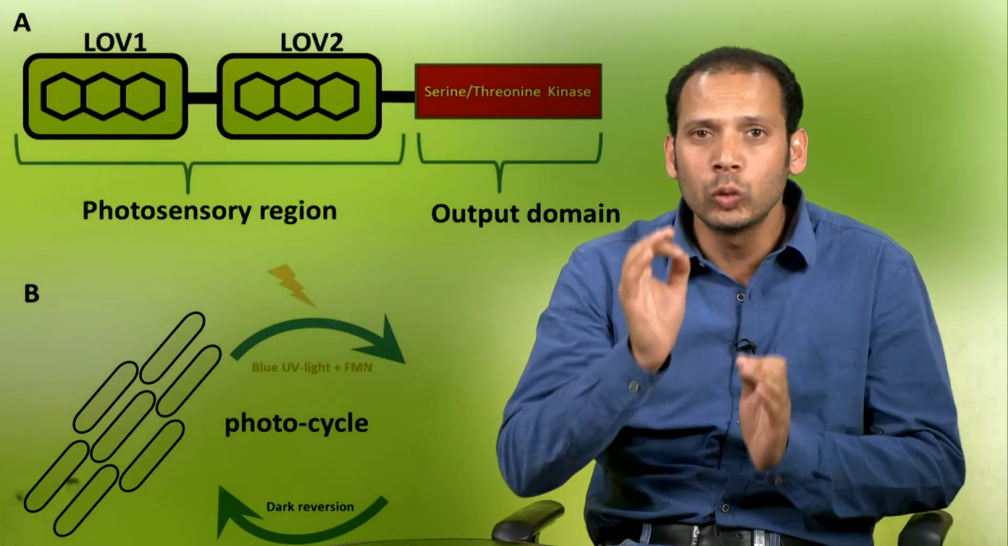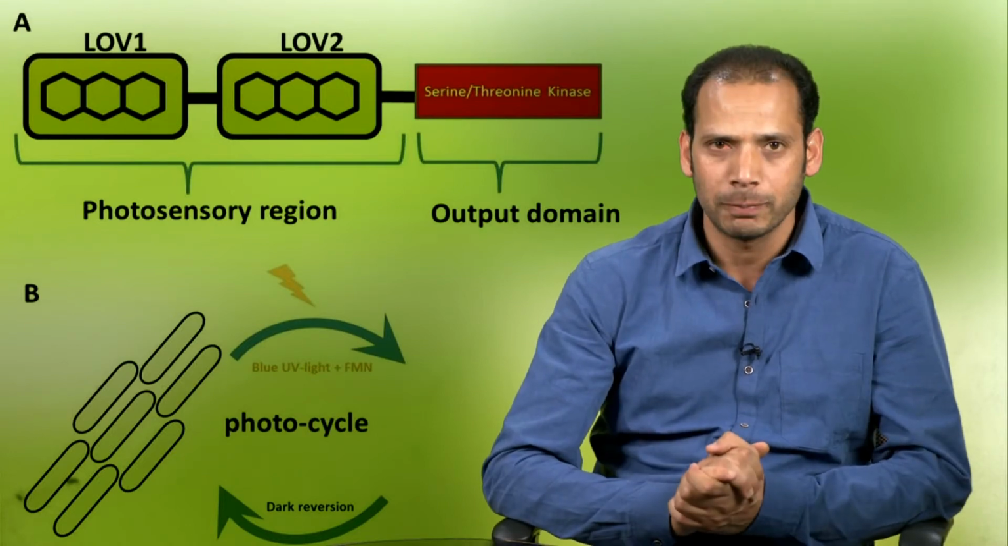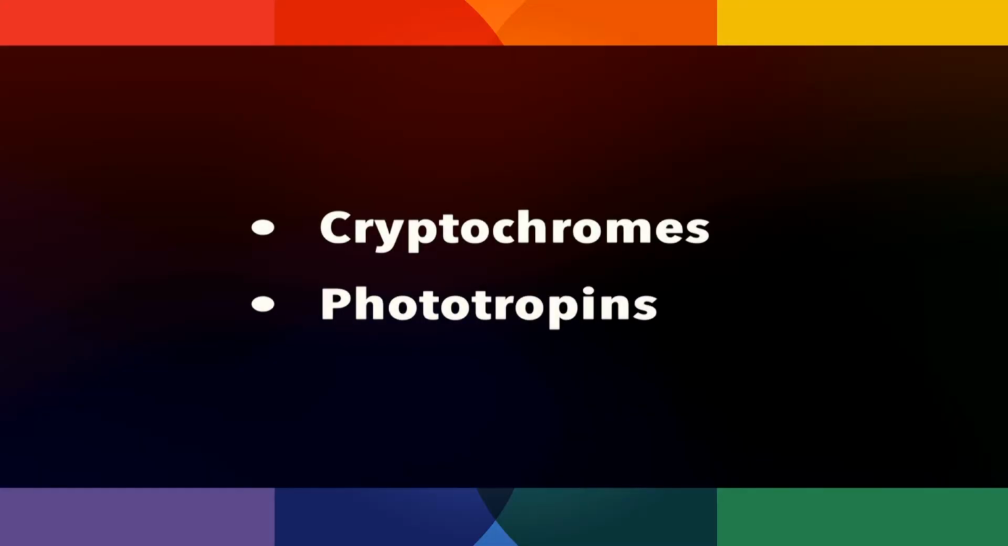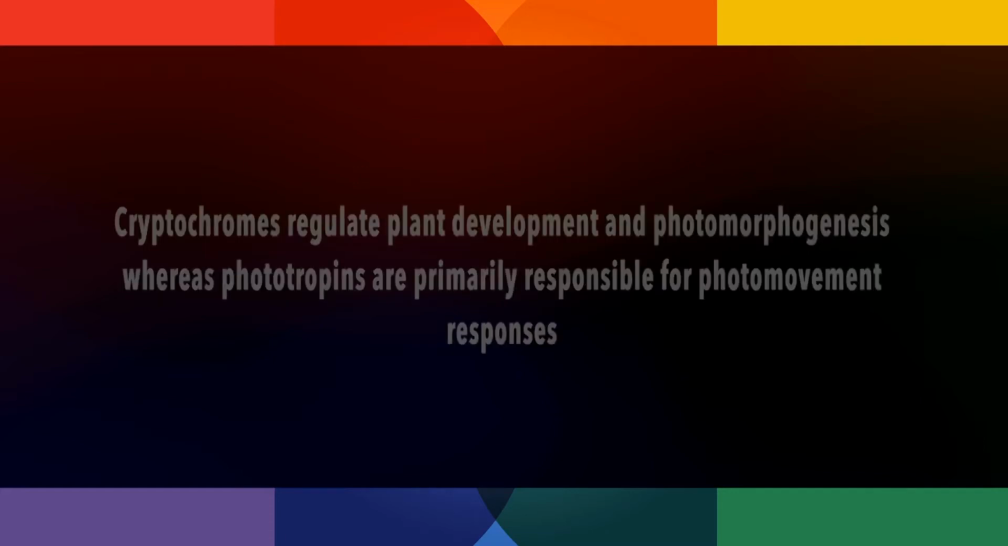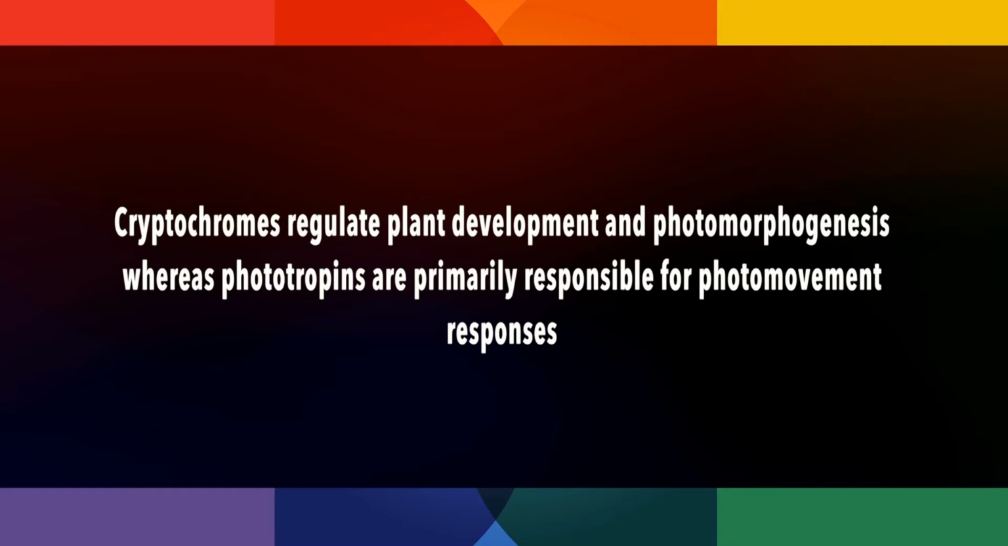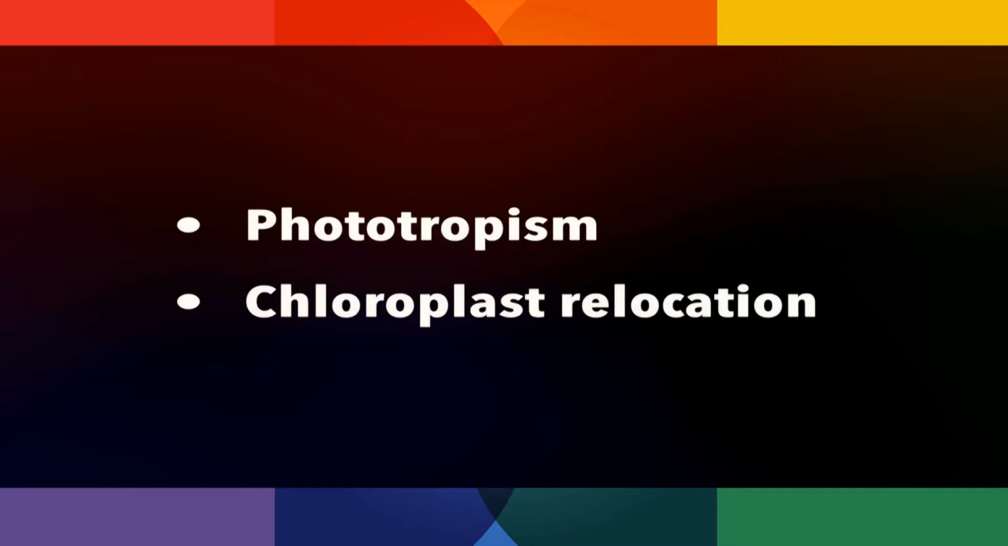There are at least two classes of blue light photoreceptors: number 1, the cryptochromes, and number 2, the phototropins. Phototropins are blue light activated photoreceptors that play a dominant role in phototropism of plants. Cryptochromes regulate plant development and photomorphogenesis, whereas phototropins are primarily responsible for photomovement responses such as phototropism and chloroplast relocation.